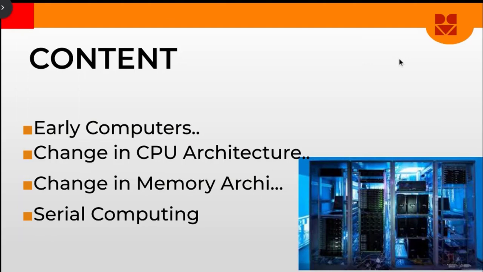Okay, so by the end of this lecture, we would have a feel for how earlier computers work, and look at the change in the CPU architecture as well as that of the memory architecture, and also look at what serial computing is all about.